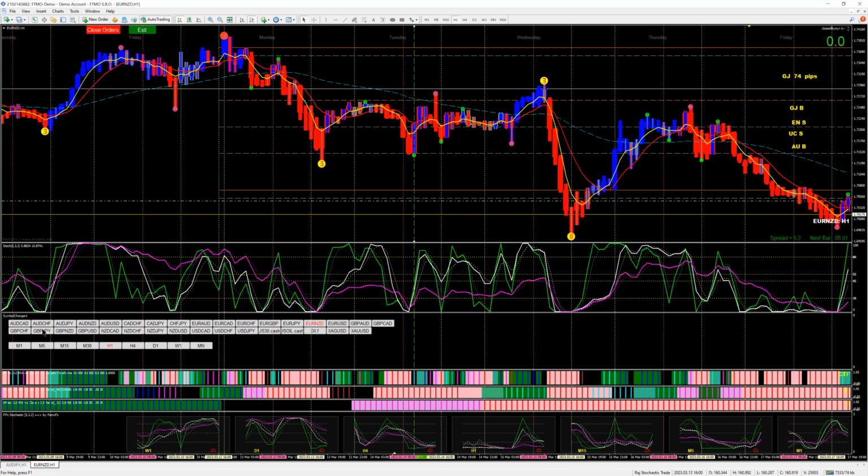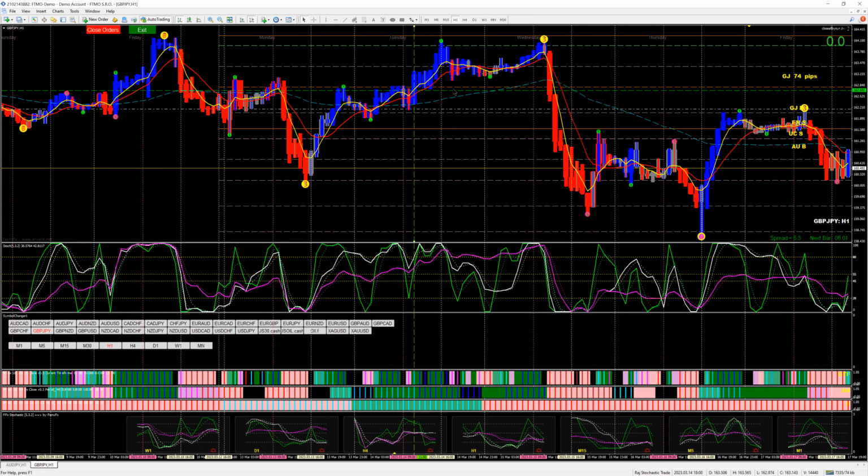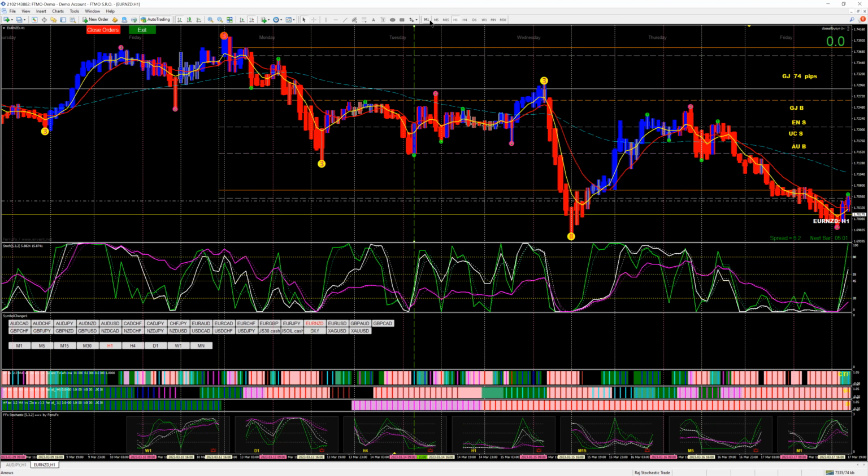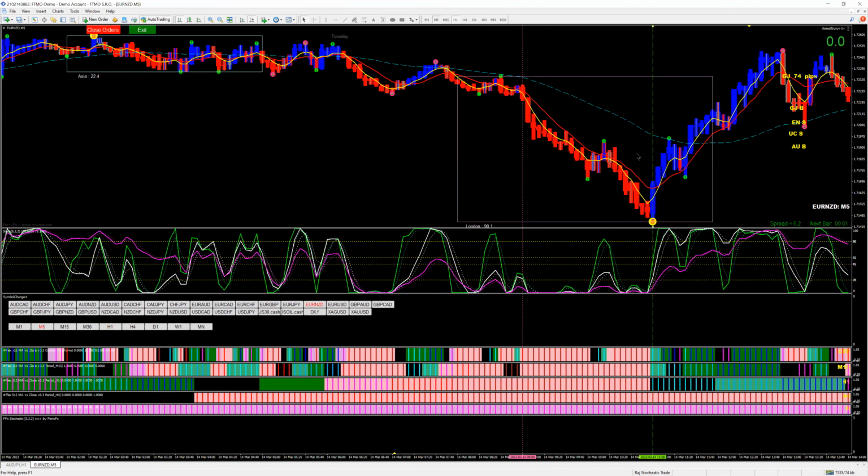Let's go back to pound yen. Take the horizontal line out. Don't leave that hanging in there. Okay, Euro New Zealand, 5-minute. Over here, we're looking for a short. 1 hour's ready, 4 hours ready, daily's ready, and the 5-minute and the 15-minute have peaked. So we have an entry right away.